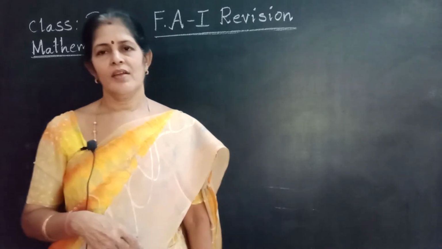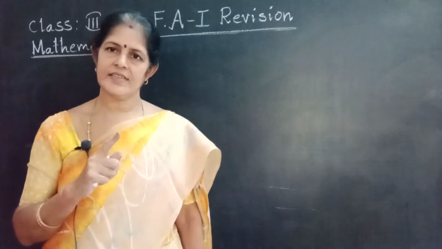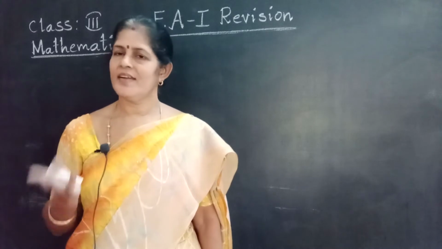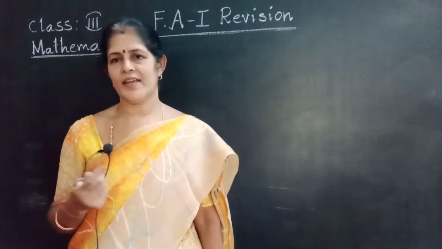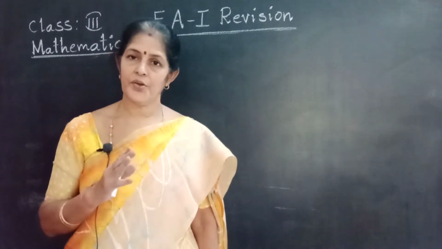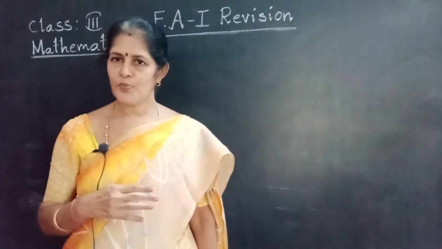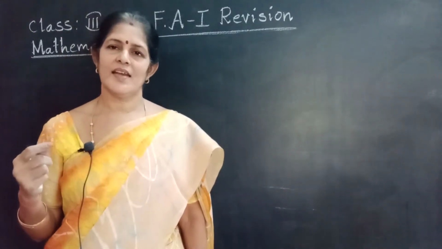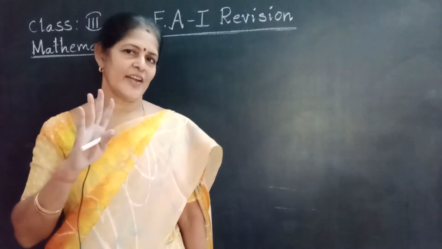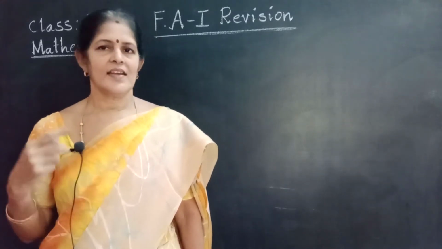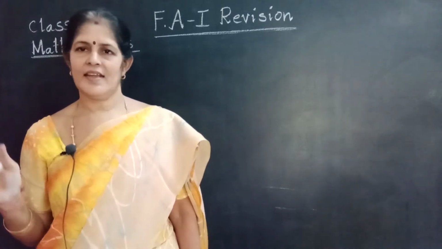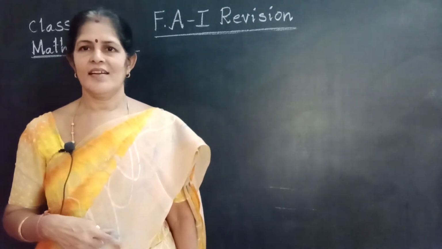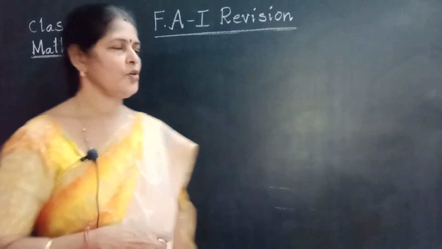First of all, 1-digit numbers are 1 to 9. 1 is the smallest, 9 is the greatest. 2-digit numbers are 10 to 99. 10 is the smallest, 99 is the greatest. 3-digit numbers are 100 to 999. 100 is the smallest, 999 is the greatest. 1000 to 9999 are 4-digit numbers. 1000 is the smallest, 9999 is the greatest. In numbers up to 10,000, we have 10,000. Okay. Now I am going to start.